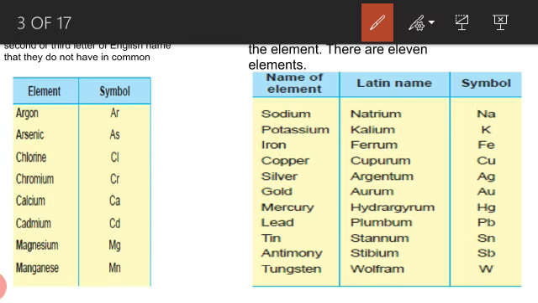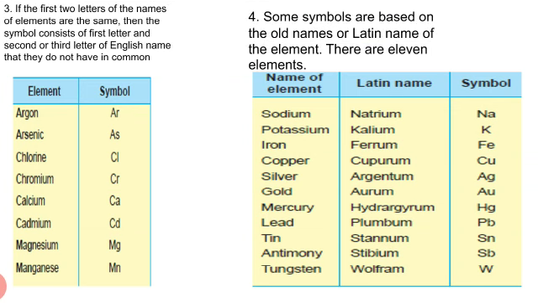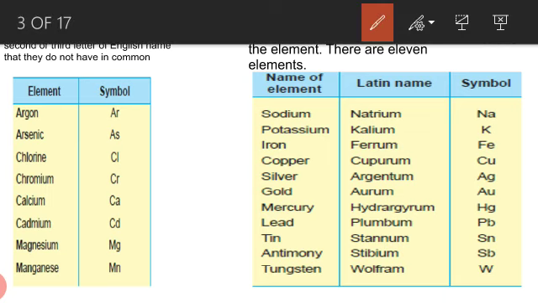Next, the fourth one, some symbols are based on the old names or Latin name of element. There are 11 elements. In the periodic table, Berzelius allocated the Latin name. You see, the sodium, Latin name is natrium. So we take the symbol Na. We didn't take So. Only we have to take Na from the Latin word.